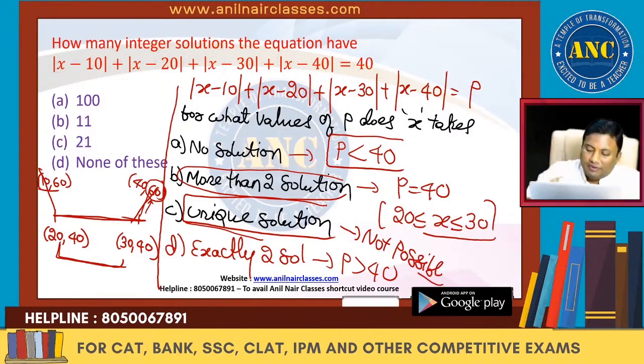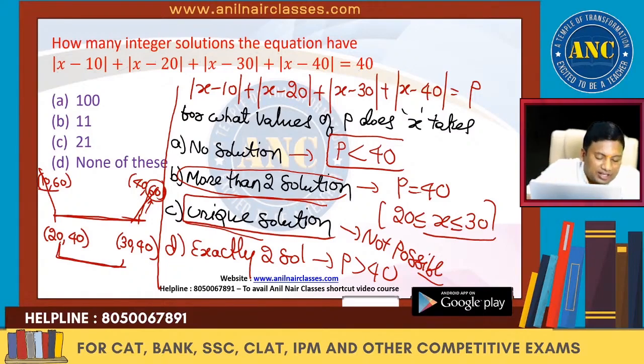Now listen carefully. Suppose if I take p equal to 40, how many values did I get? From 20 to 30 I got. Is it more than 2 solutions? 20, 21, 22 till 30: 11 solutions. Are 11 solutions more than 2 solutions? Yes. So for p equal to 40, I got more than 2 solutions.